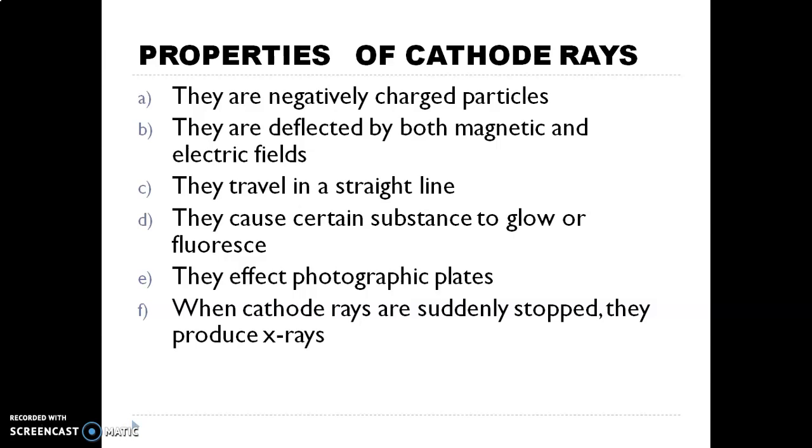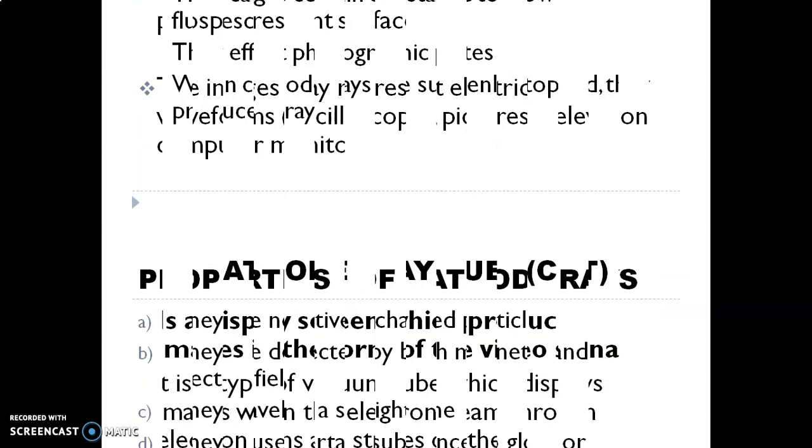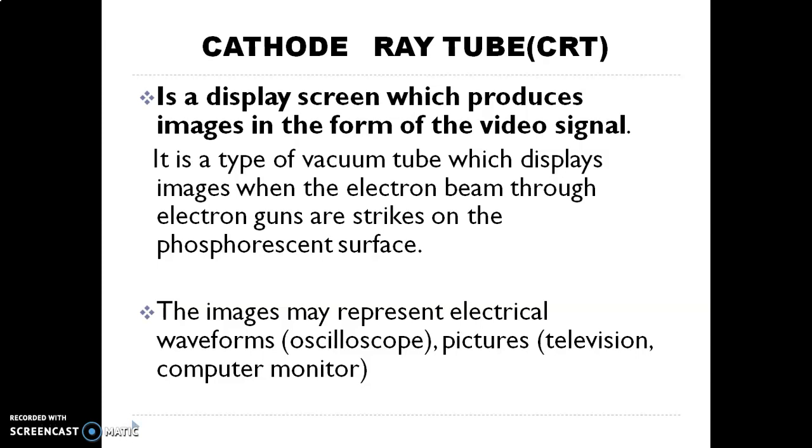They can cause certain substances to glow. Once the cathode rays hit the fluorescent screen, they tend to emit light, so that fluorescent screen tends to glow. They affect the photographic plate. Once they interact with the plates, they tend to affect that plate. When cathode rays are suddenly stopped, they produce X-rays. Once these cathode rays are moving and suddenly they stop, they tend to lose energy and form other rays, which are called X-rays. Now let's look at the cathode ray tube.